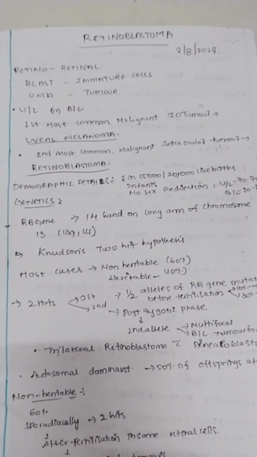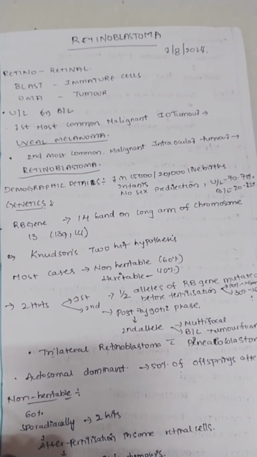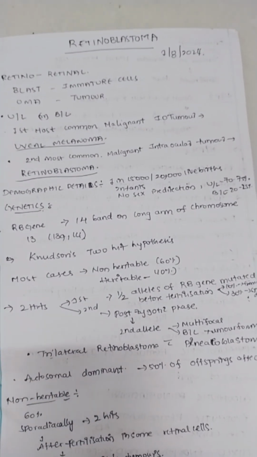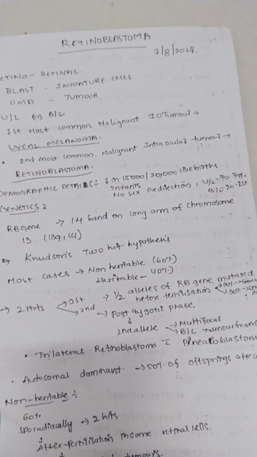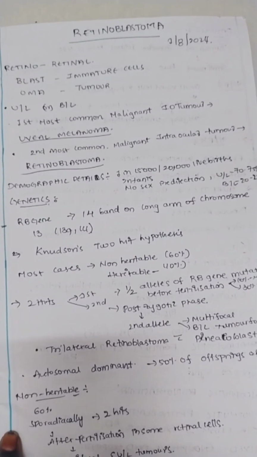Today we are going to discuss retinoblastoma. So what do you mean by the term? Retino means retinal, blast means immature cells, oma means tumor. So it is the malignancy of neural cells of the retina. This may be unilateral or bilateral.